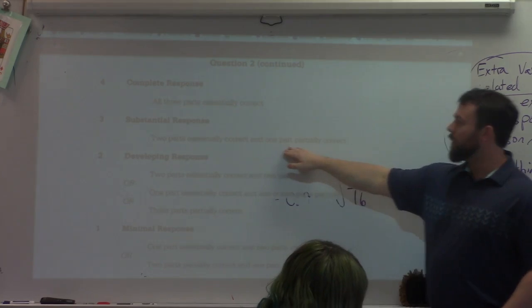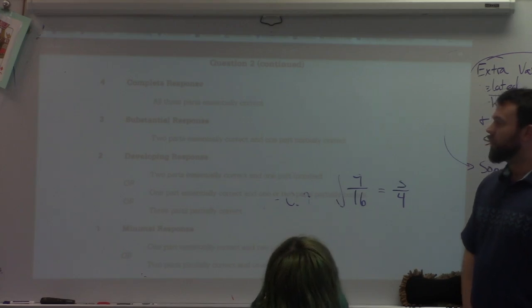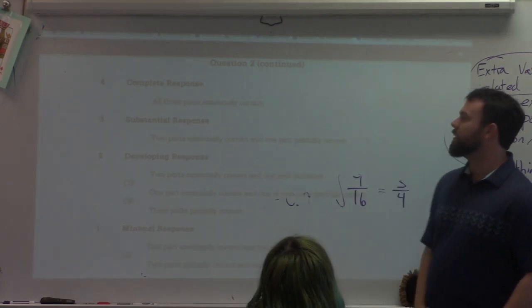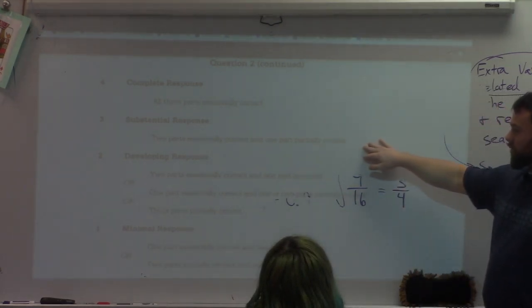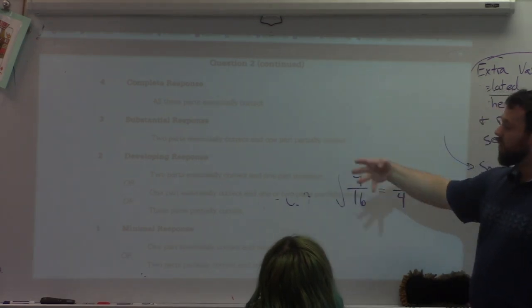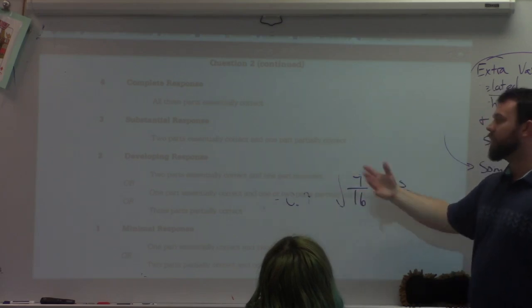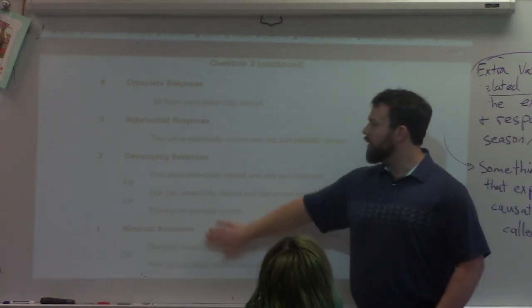A substantial response is 2 parts are essentially correct and only 1 part is partially correct. That sometimes changes, right? To get a 4, all 3 parts have to be essentially correct. Sometimes 2 parts essentially correct, 1 part partially correct here. But sometimes there's 4 parts and you get 2 parts essentially correct and 2 parts partially correct, things like that. So it changes a little bit, but that's how we score it.